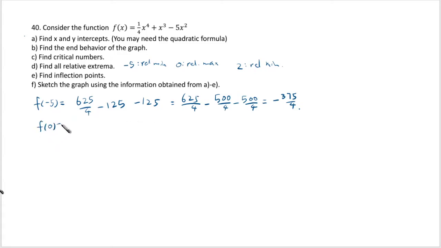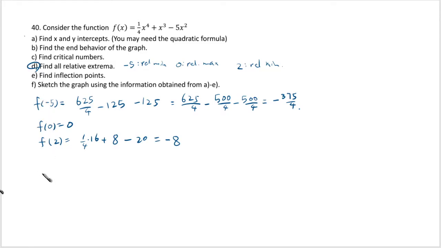f of 0 is easy, that's just 0. And then f of positive 2 is 1/4 times 2 to the 4th, which is 16. Plus 2 to the 3rd is 8. Minus 2 squared is 4, times 5 is 20. 4 plus 8 is 12. 12 minus 20, that's -8. Okay? So here's the answer for D.